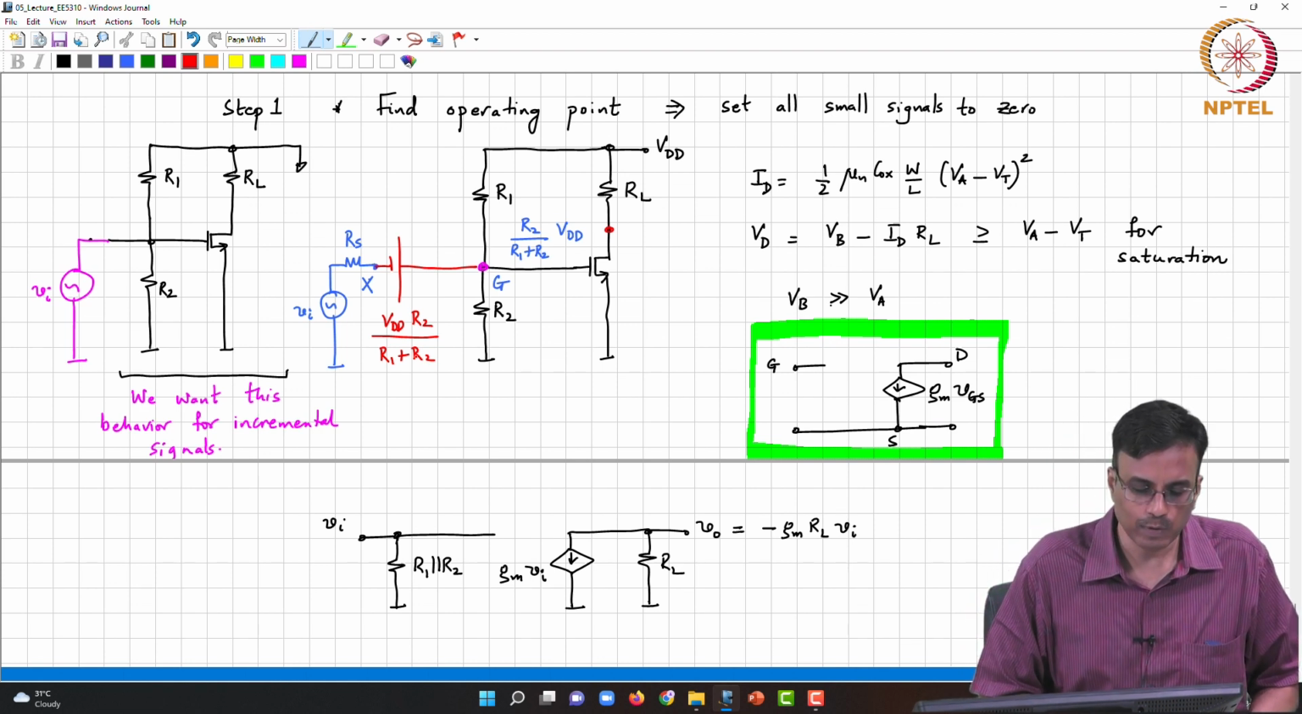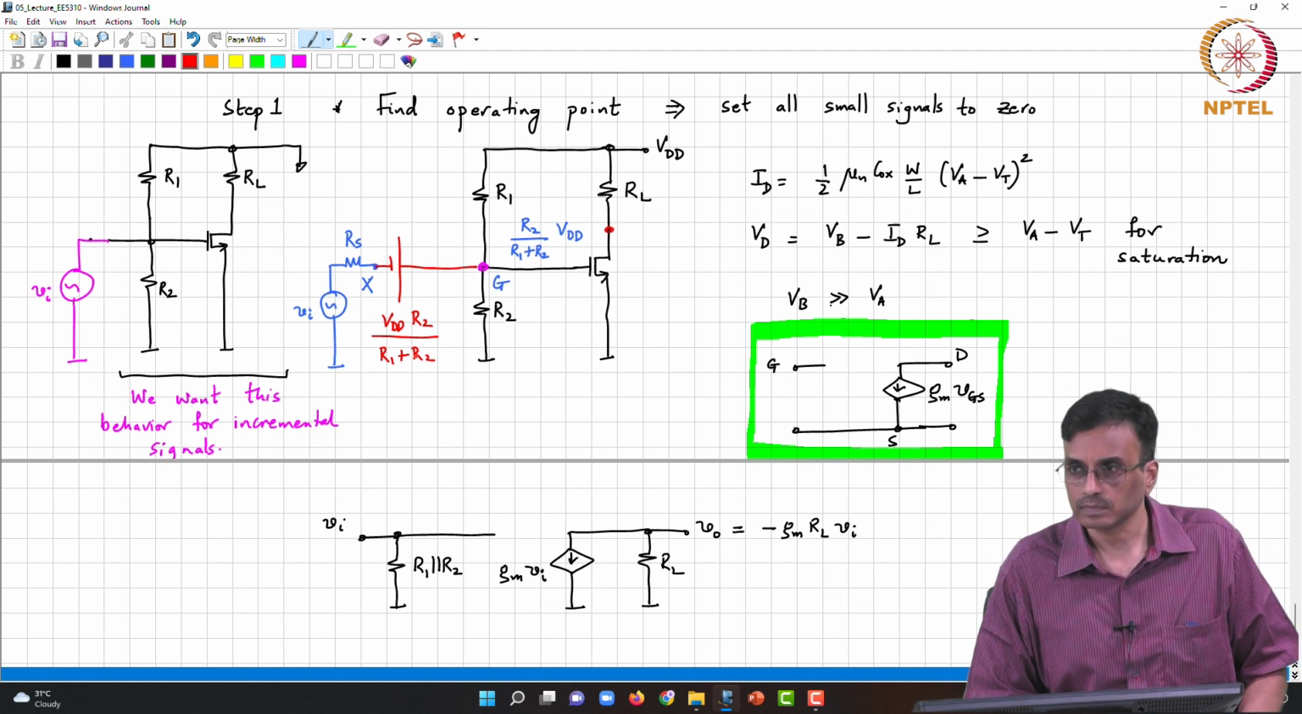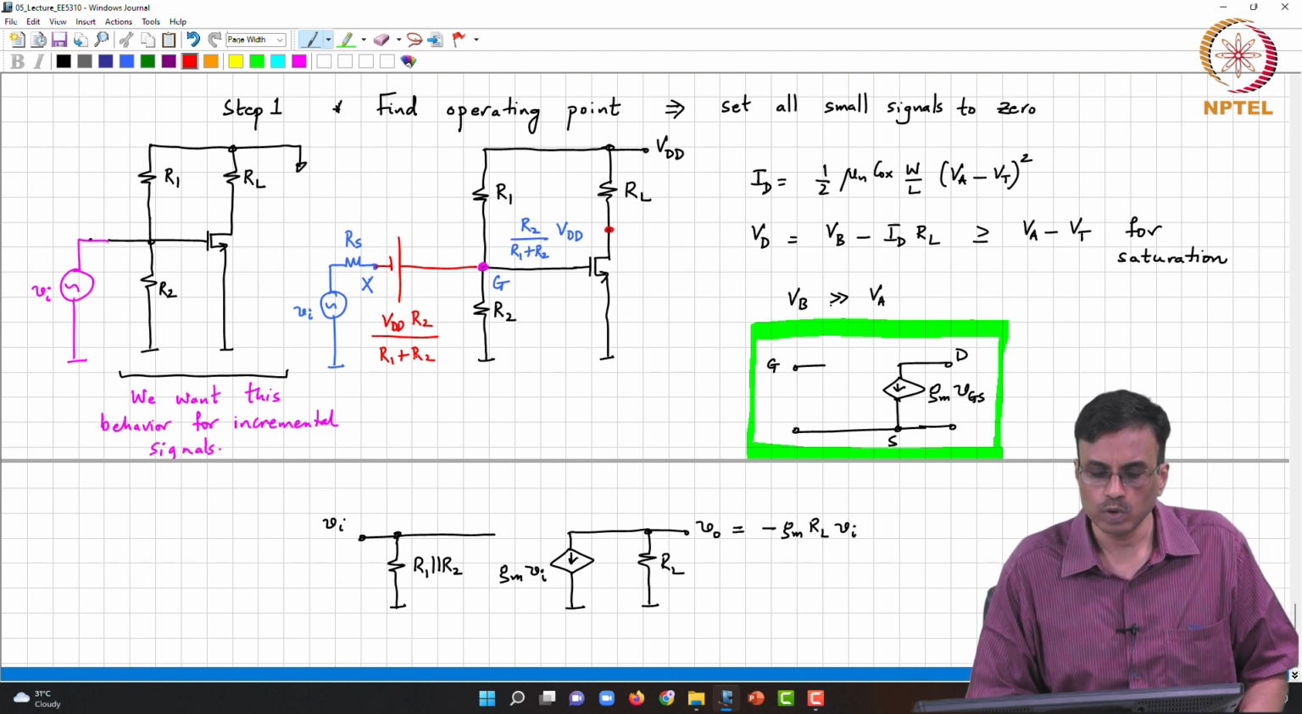How will the incremental network look like now? On the left side, what must we do? Look carefully. The source is changed now.